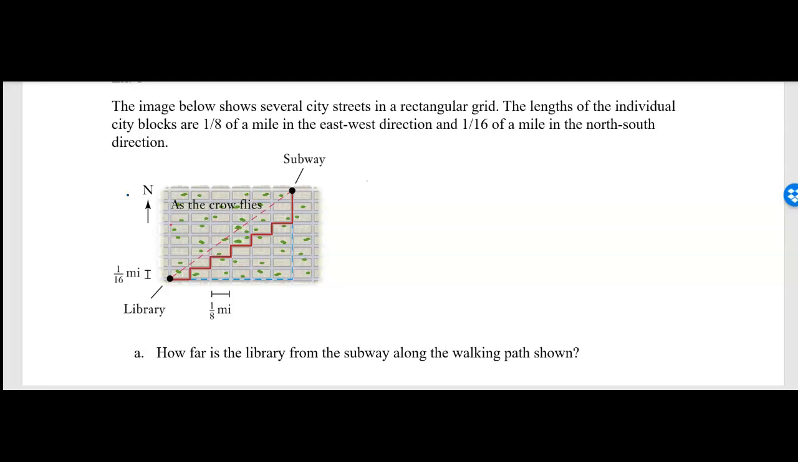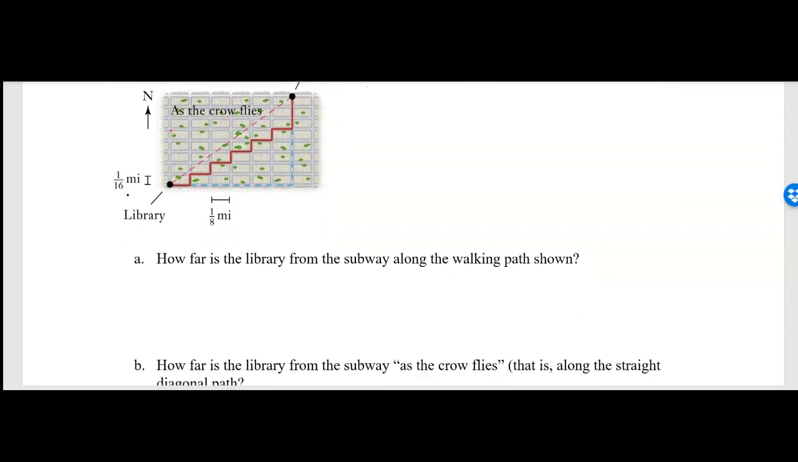The question that we're being asked then, I'm going to move this down since we've got the numbers in the diagram. How far is the library from the subway along the walking path shown? Here's the library, and that dot up here is the subway. The walking path would be walking along those blocks. So in other words, we go east, north, and so forth.